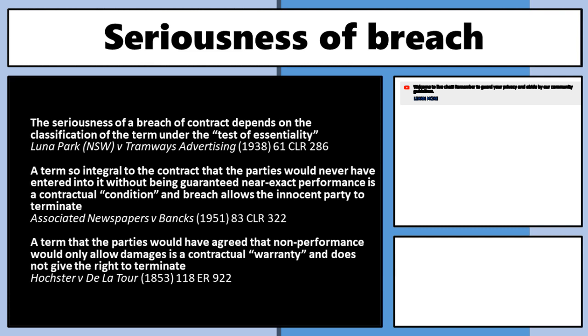And so how that sits often requires the courts to go through and examine: would we have come together if we had not, or would an objective third party looking in think, these parties wouldn't have come together and had this contract if that particular term wasn't guaranteed near exact performance. That is called the test of essentiality. And that's the test that the courts use for determining whether or not a particular term of a contract is an essential one, a major one that gives the right to terminate, or it's a warranty, a minor one.